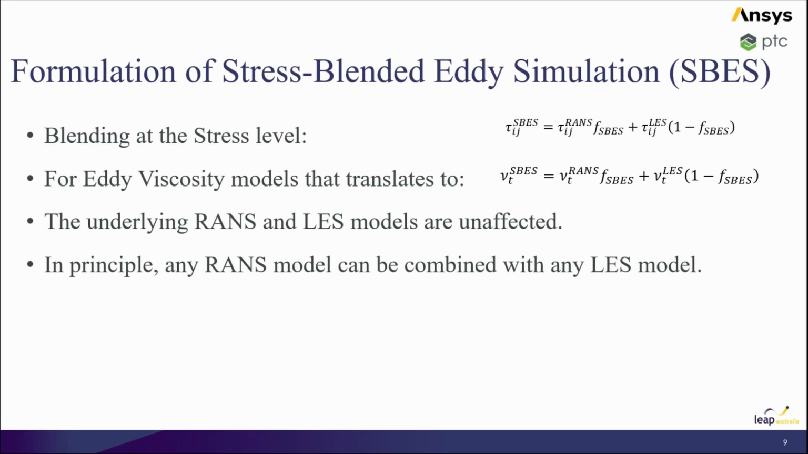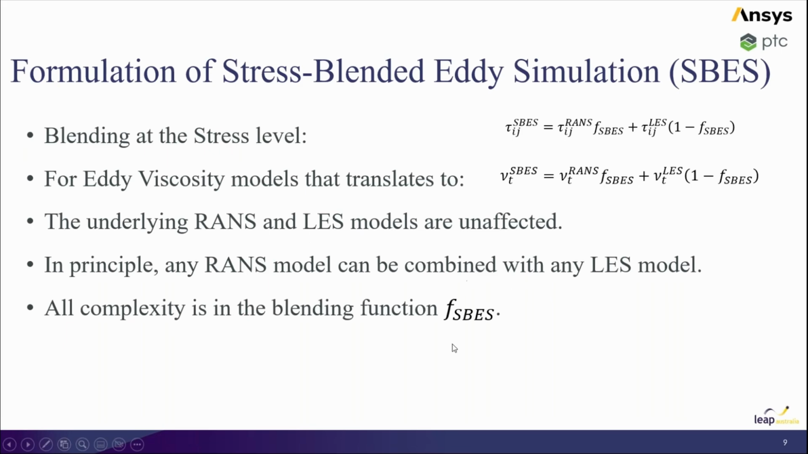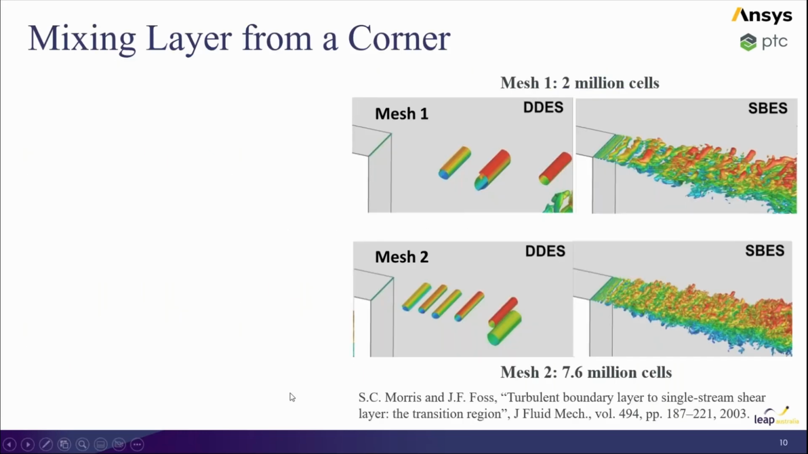So we can choose our RANS model to give us good behavior near the walls, and we can choose our LES model, that's our favorite subgrid closure. So all the complexity is in this blending function. Now, I can't tell you the full details of that because this is proprietary to ANSYS. The whole basis of the model is clearly defined out there, but the devil is in the detail to make it work.